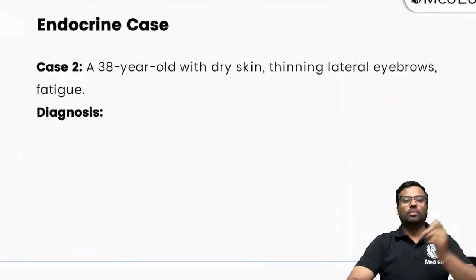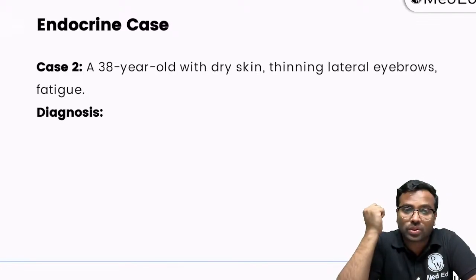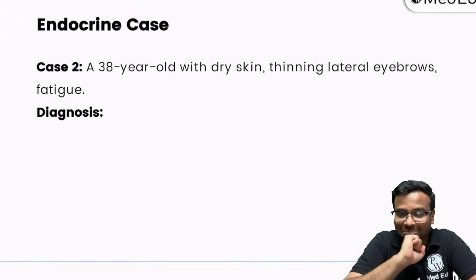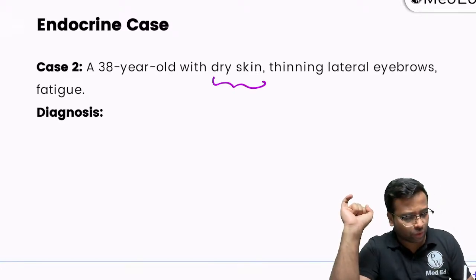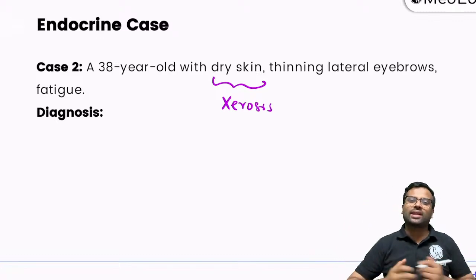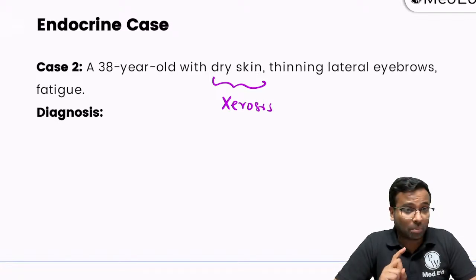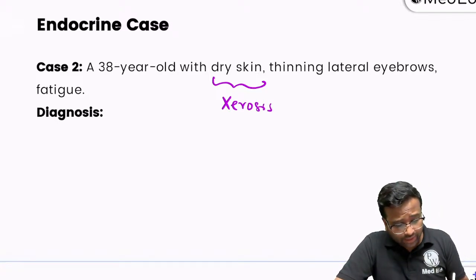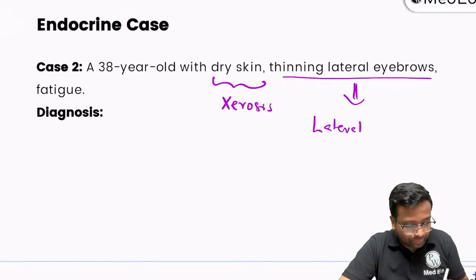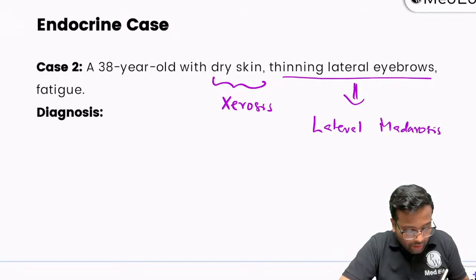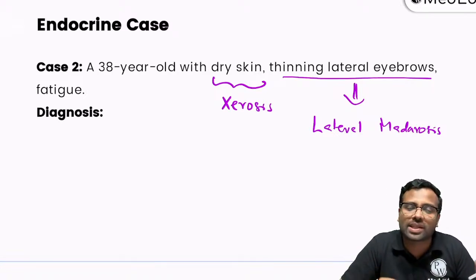So now let's see the next case. A 38-year-old with dry skin, thinning of the lateral eyebrows and fatigue. So what is the diagnosis here? Dry skin, we usually call it xerosis. So the patient is saying that there is a lot of dryness of my skin. Whenever there is dry skin, there can be an associated itching as well. But the most important part here is there is a thinning of the lateral eyebrows, which we call lateral madarosis. Whenever you find lateral madarosis, what is the thing that is coming to your mind? And the patient is obviously saying she is way too fatigued.